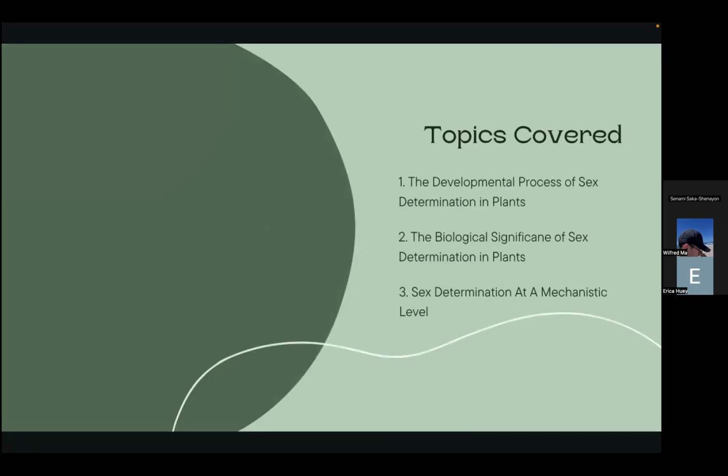Some topics that we're going to cover today are the developmental process of sex determination in plants, the biological significance of sex determination in plants, and sex determination at the mechanistic level.